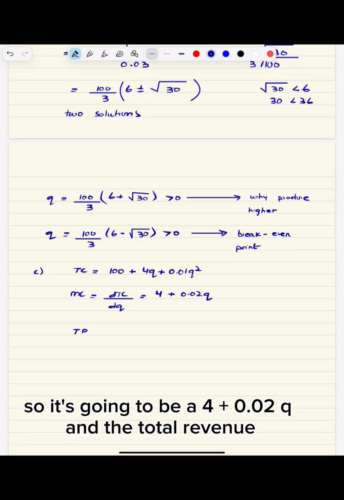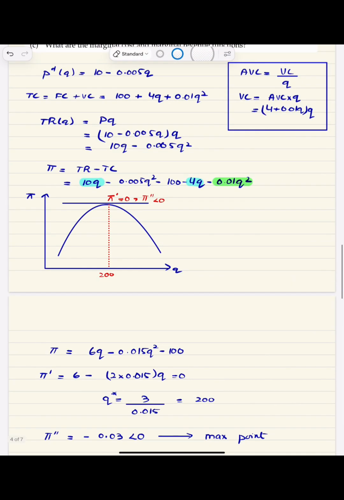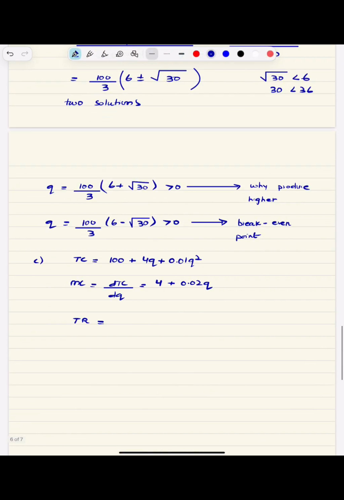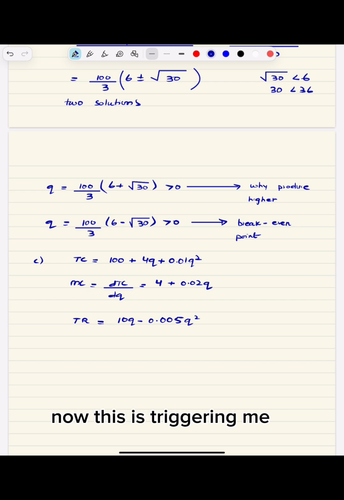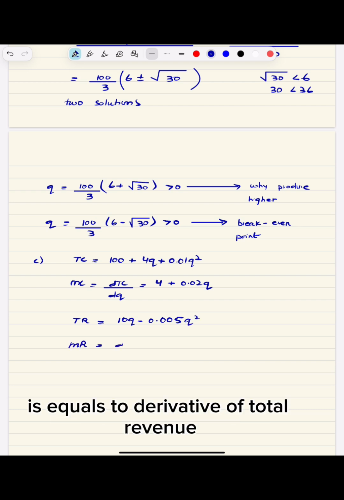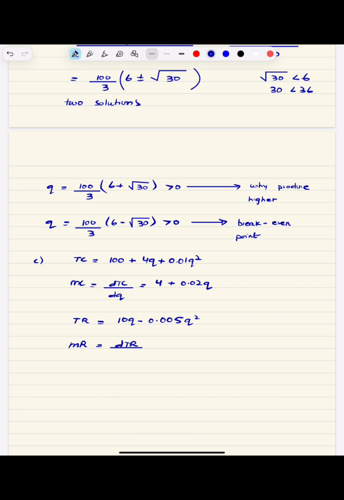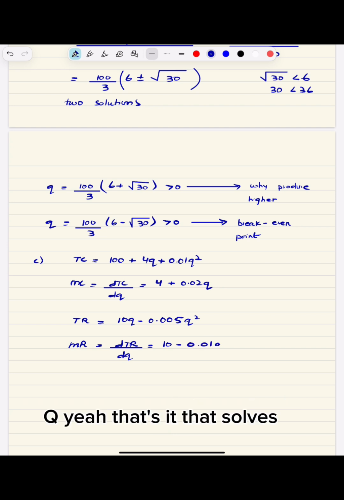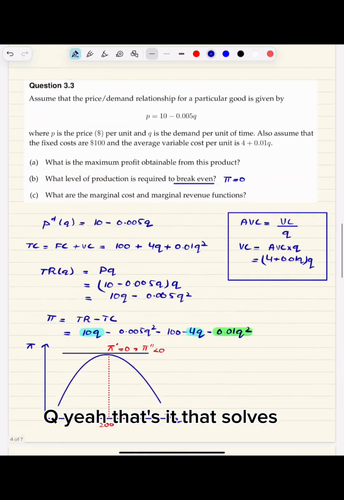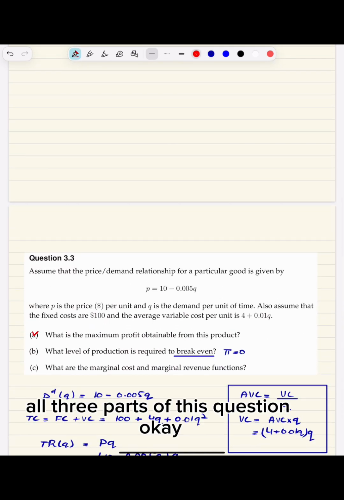And the total revenue was 10Q minus 0.05Q squared. See, I keep getting this 0 wrong. Now this is triggering me. Marginal revenue is equal to the derivative of total revenue with respect to quantity. So this is 10 minus 0.1Q. Yeah, that's it. That solves all three parts of this question.